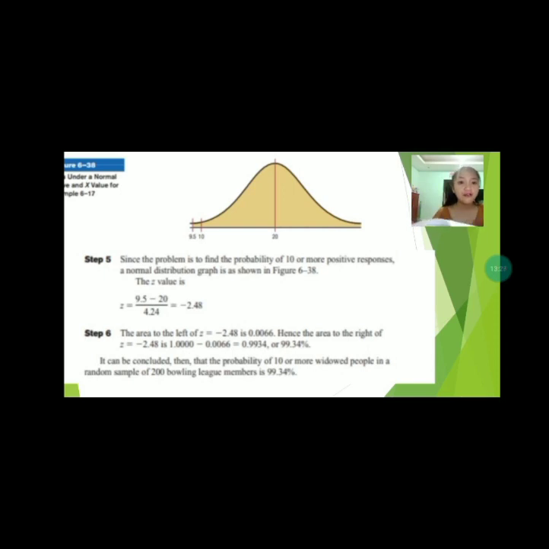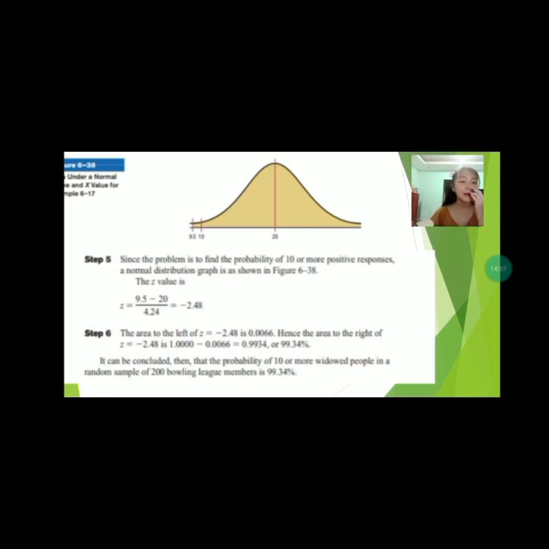So in step 5, to get the z-value, it is 9.5 minus 20, which is the mean, divided by the standard deviation, 4.24. The result is negative 2.48. The area to the left of z equals negative 2.48 is 0.0066, and the total area is 1.00. So we subtract 1 minus 0.0066, which equals 0.9934.